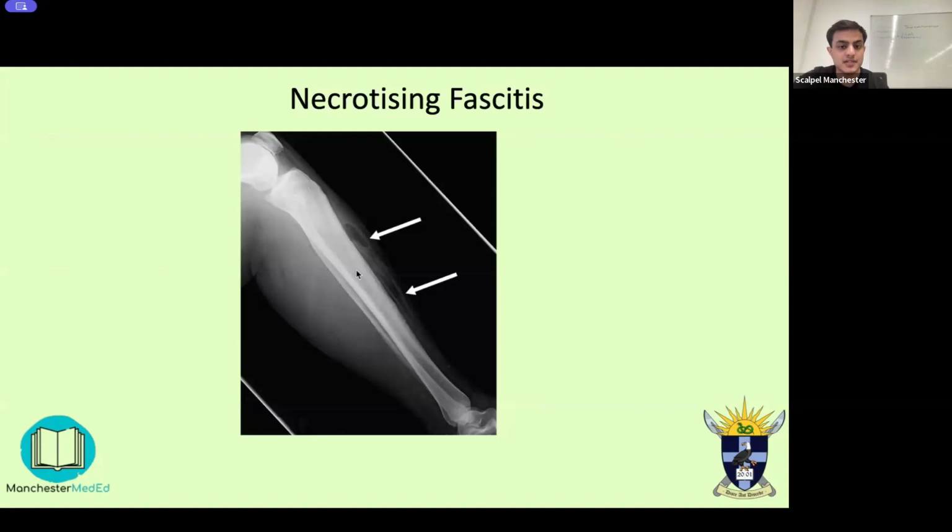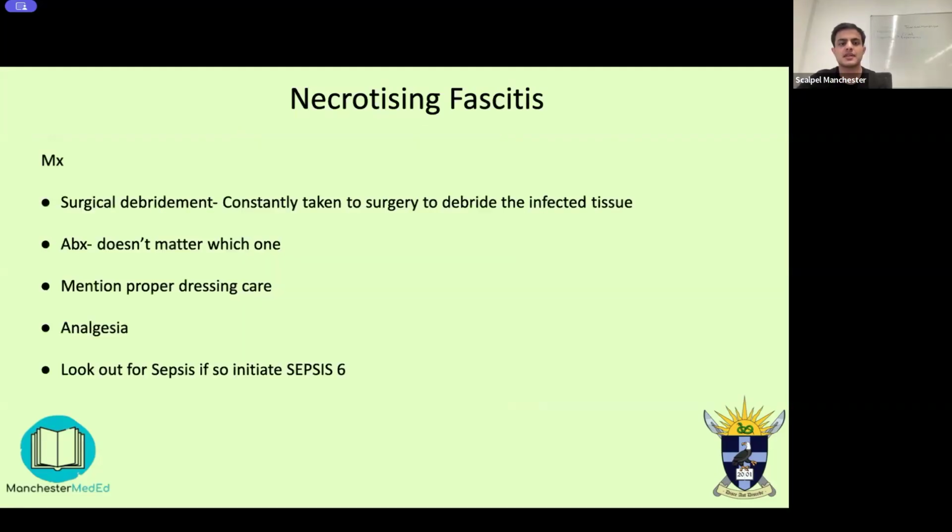So here's your X-ray showing subcutaneous emphysema. You can see this grey skin, and then you've got a nice blackness underneath the skin, and that's where your air is, and that's when you suspect necrotizing fasciitis. Big past question actually there.